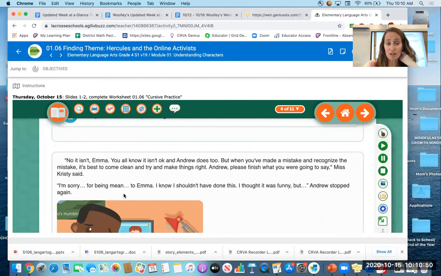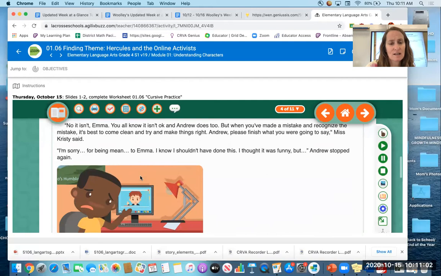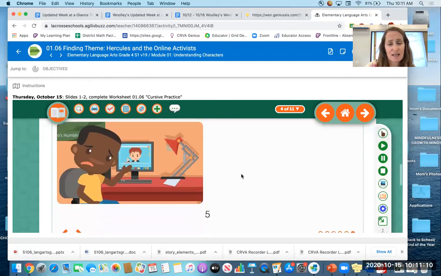"No, it isn't, Emma. You all know it isn't okay, and Andrew does too. But when you've made a mistake and recognize the mistake, it's best to come clean and try and make things right. Andrew, please finish what you're going to say," Miss Christie said. "I'm sorry for being mean to Emma. I know I shouldn't have done this. I thought it was funny." But Andrew stopped again.